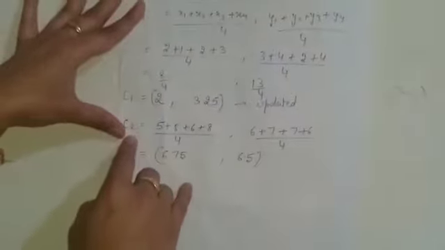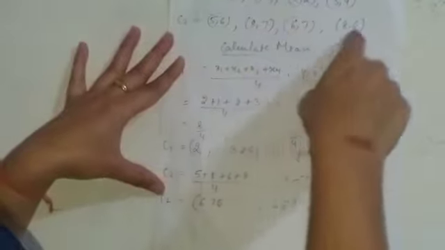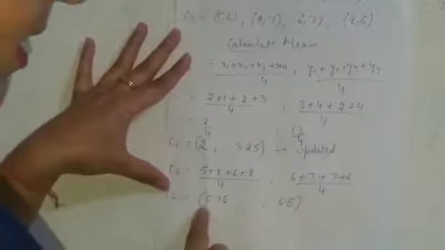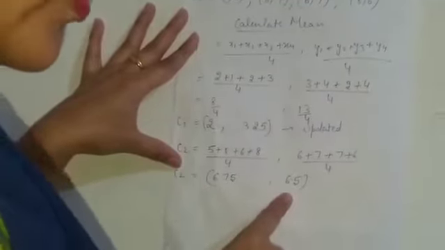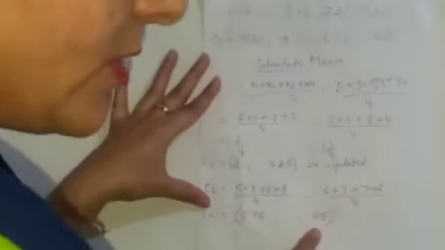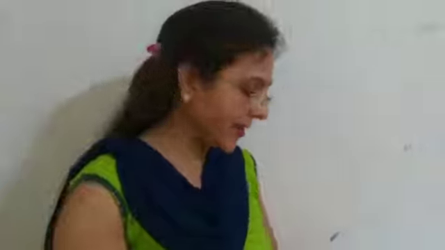Likewise, we have to calculate C2: 5 plus 8 plus 6 plus 8 divided by 4, and 6 plus 7 plus 7 plus 6 divided by 4. That is 6.75 and 6.5. This is the updated value of C2. We will keep on repeating this procedure till the values stop updating.